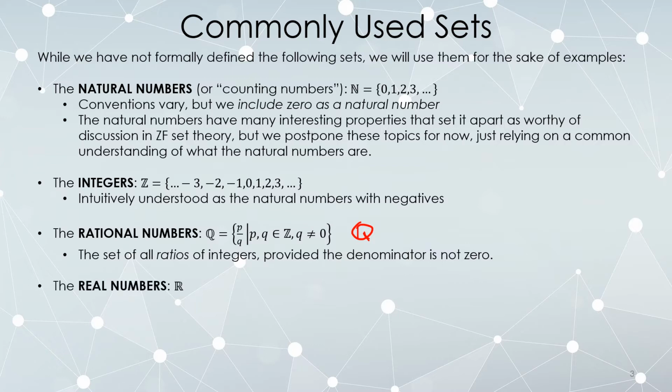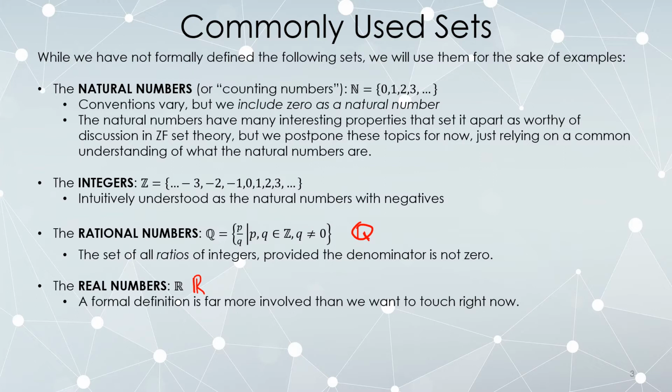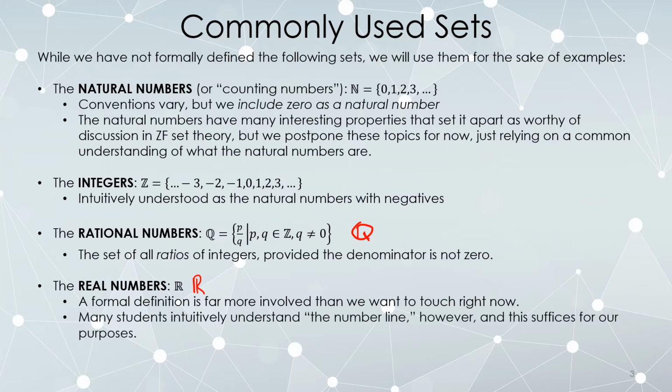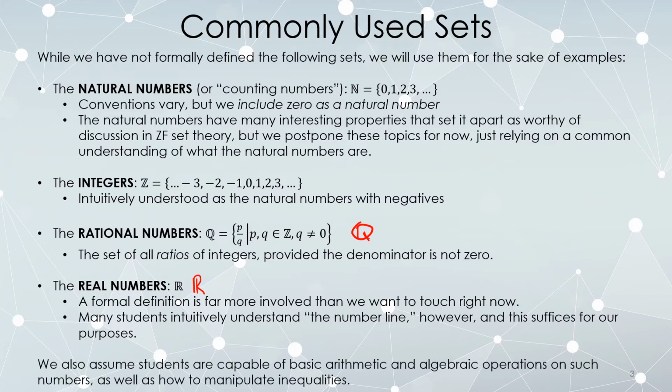Then we have the real numbers R, and again, this is the typeface version. Handwritten, it tends to just have a double bar on the left. Now, a formal definition of what the real numbers are is way more complicated than we want to get into. But most people have this intuition based on the notion of a number line, and honestly, that's going to be good enough for us. As I've said, we're not formally building up all these number systems. The natural numbers, the integers, the rational numbers, the real numbers, we all have pretty good intuitive understanding of what they are, and that's going to be fine for now.